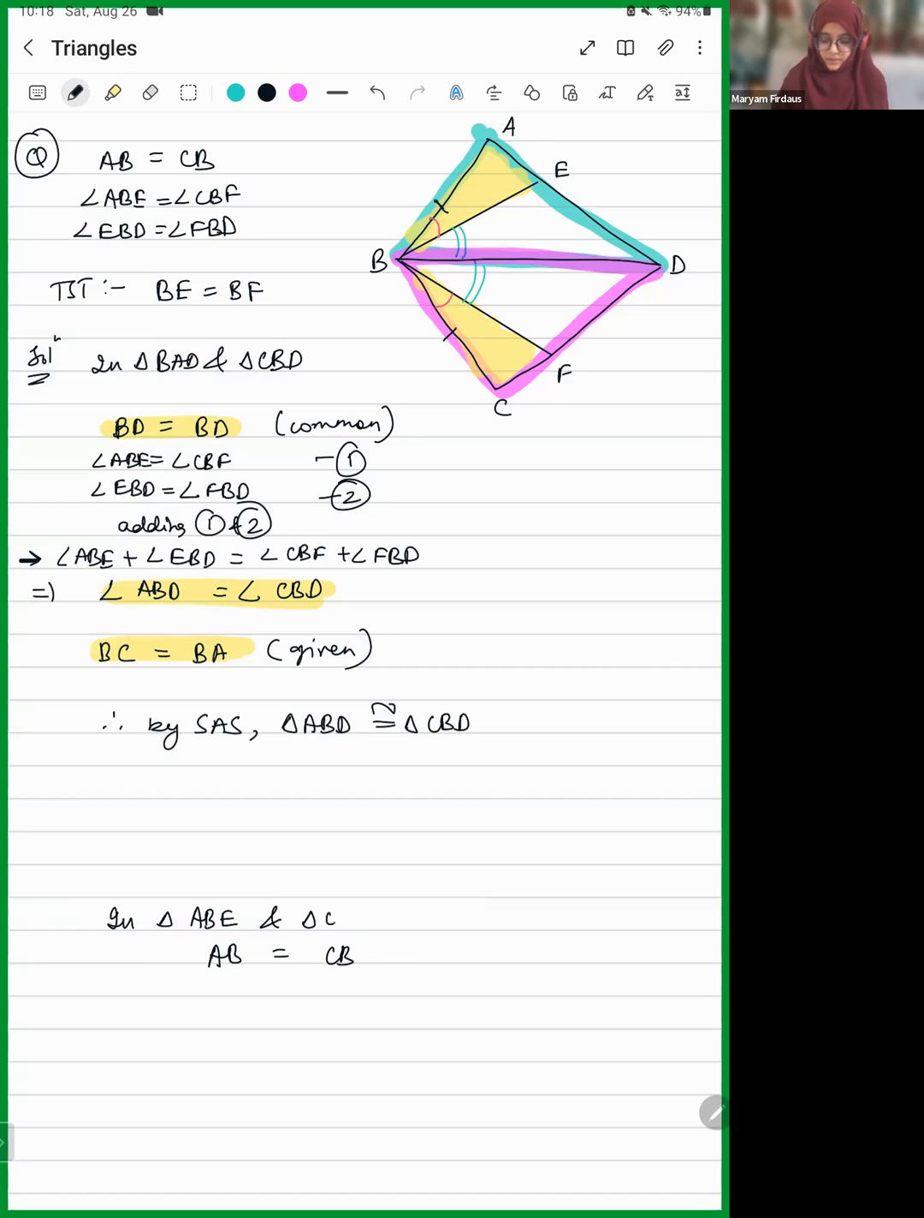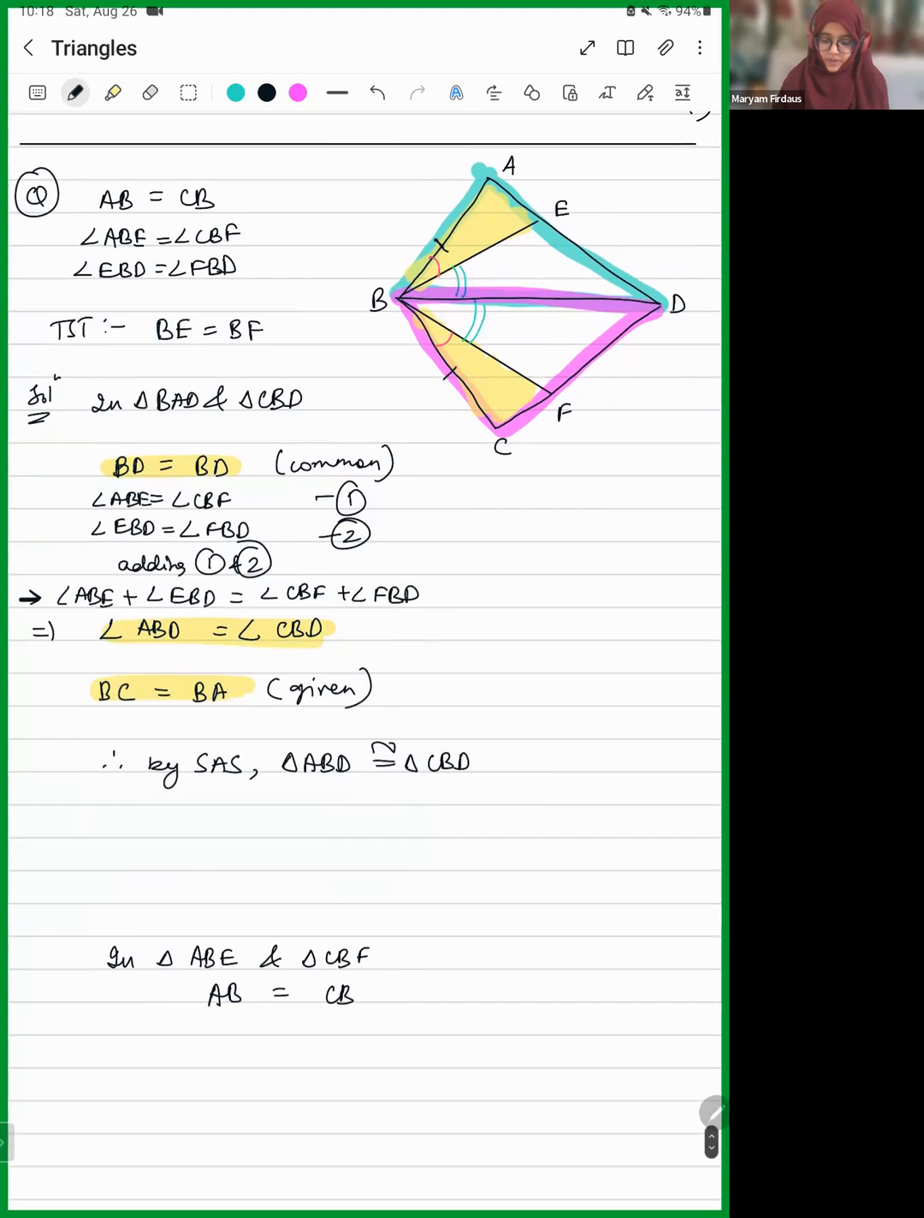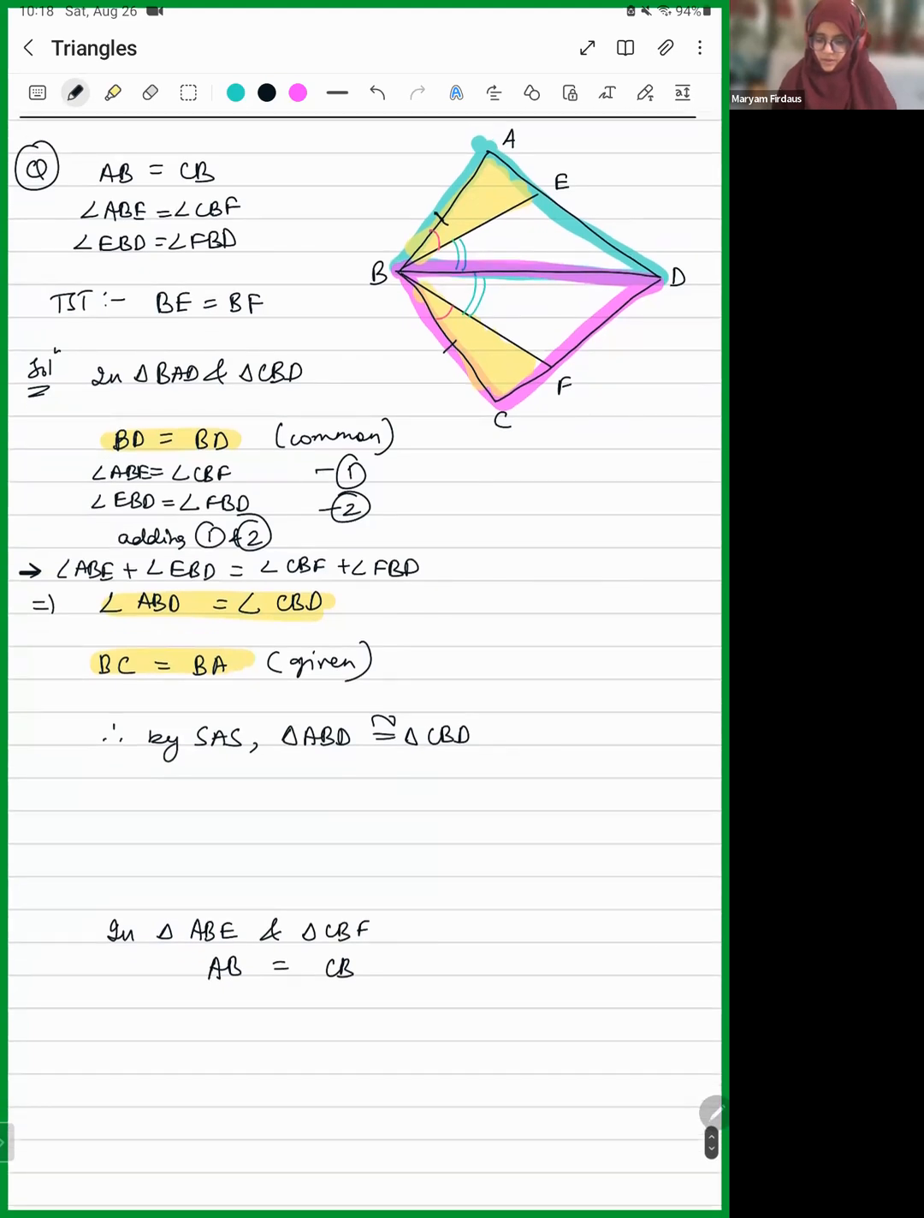One second. What is common? Angle B is common. Angle B is not common, bache. It is angle ABE is equal to angle CBF because it is given. Okay. Then we need one more thing to show that these two triangles are congruent. Either we take a side or we take an angle. Can we take this angle is equal to this angle? Yes.